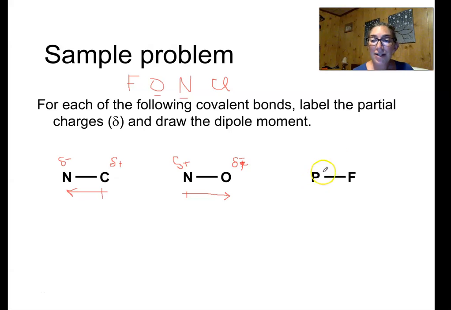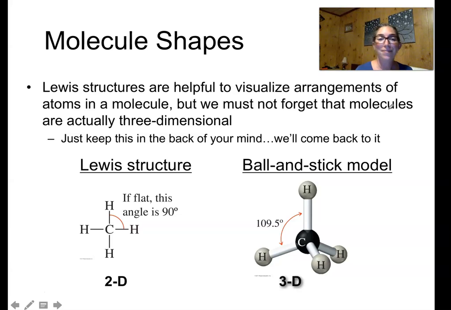And then phosphorus and fluorine. Fluorine is the hog, phosphorus is not, so this is an obvious one. Fluorine will be negative, and phosphorus will be partially positive. So remember those little partial notations. They're not truly ions. They don't have a full charge. They just have a partial charge because electrons spend more time around the fluorine, less time with the phosphorus parent.